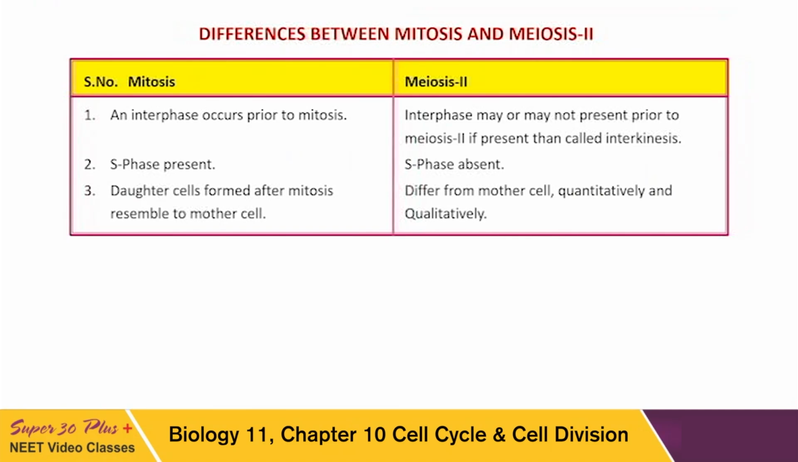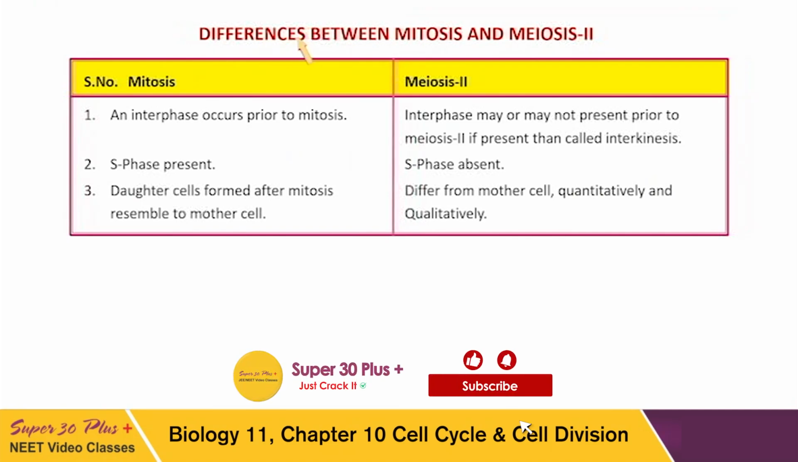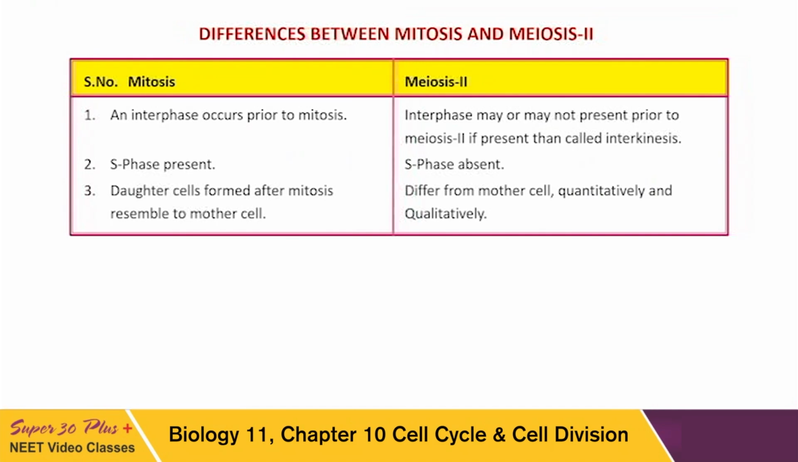And now we have to see differences between mitosis and meiosis first. Differences between mitosis and meiosis. In the beginning we told, and we have realized, that in mitosis there are n number of chromosomes. The daughter cells that are formed are also having n number of chromosomes. The number of chromosomes is equal.